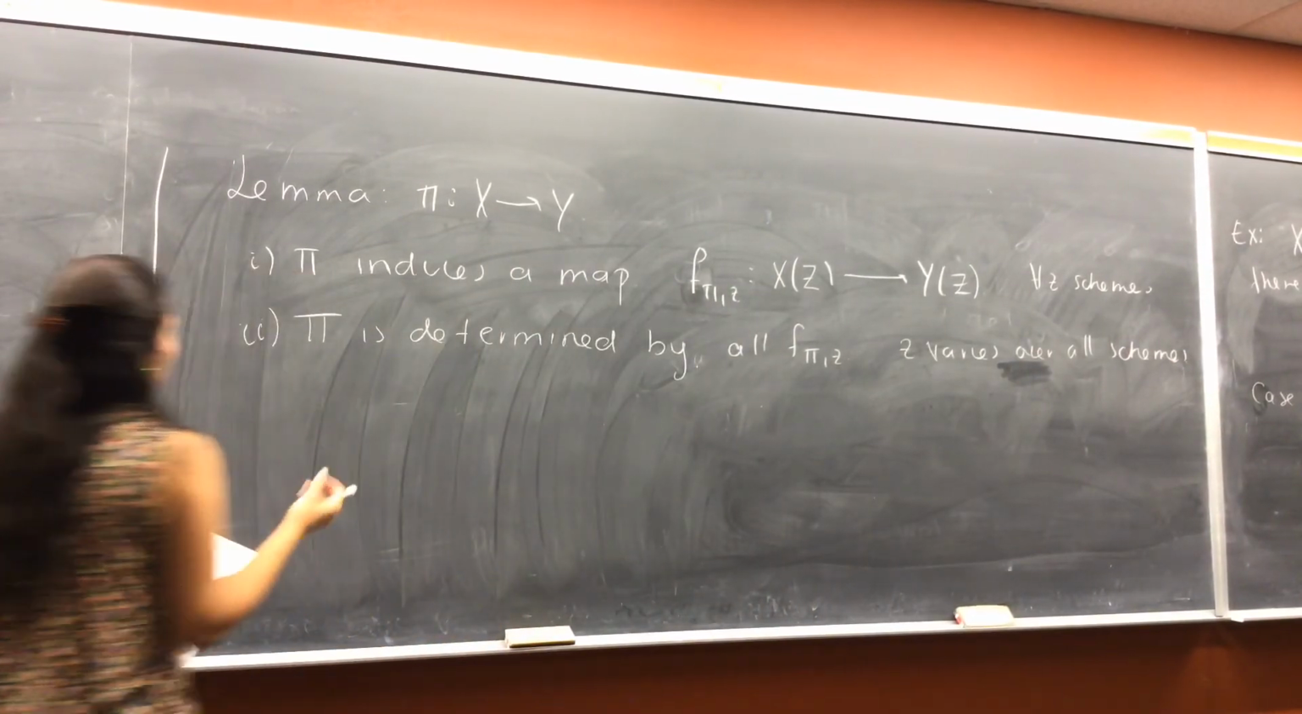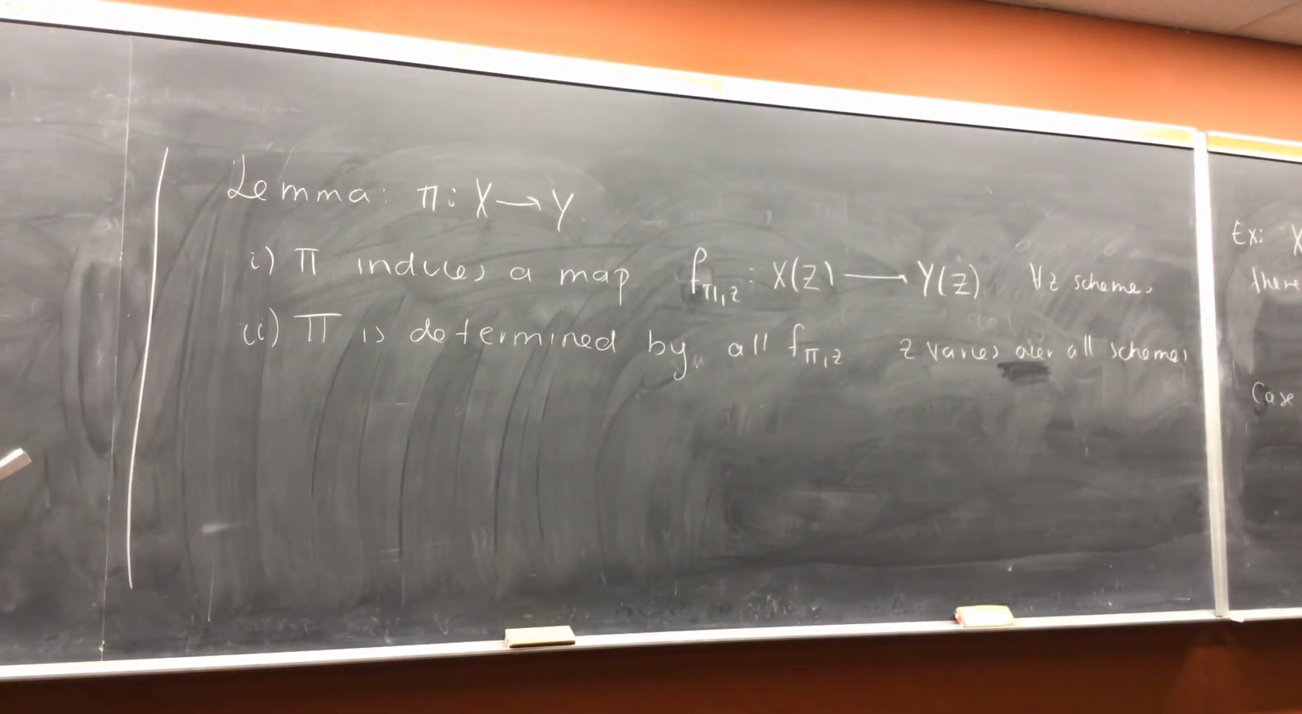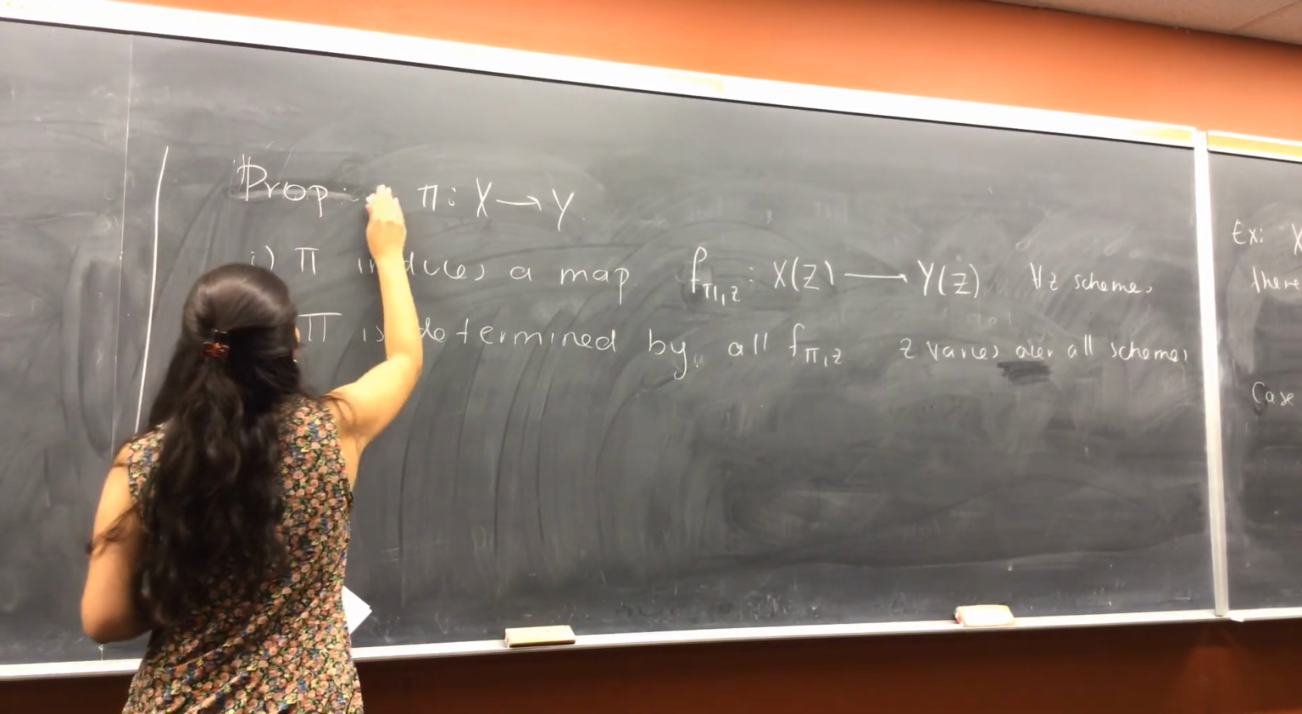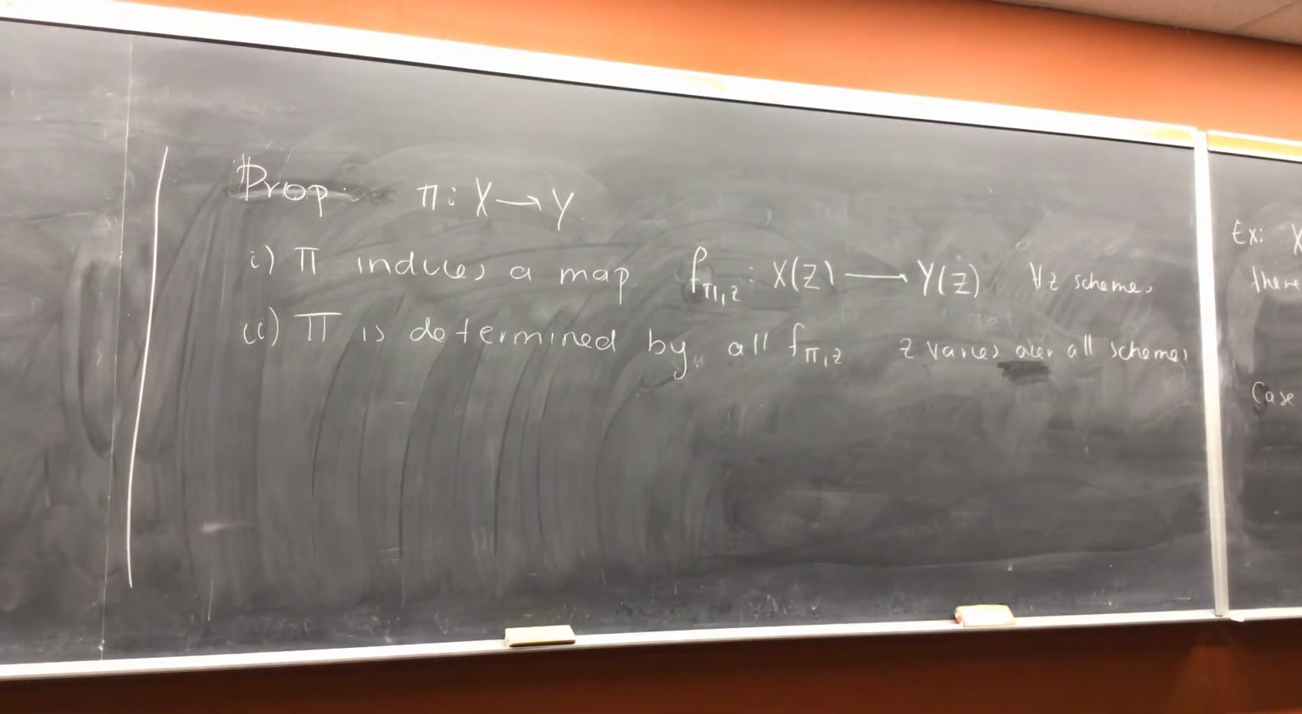This is actually not a lemma, this is a proposition. A good way to now describe morphisms. I think Nick did last time one example in which it's not enough to define the map at points, because the scheme morphisms could be different even though they look exactly the same. But now with S valued points, we are actually really determining a morphism.